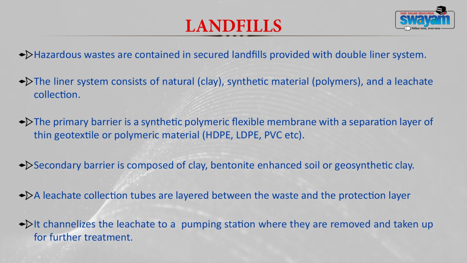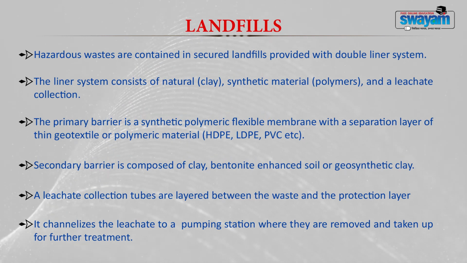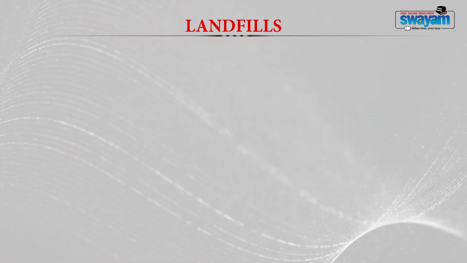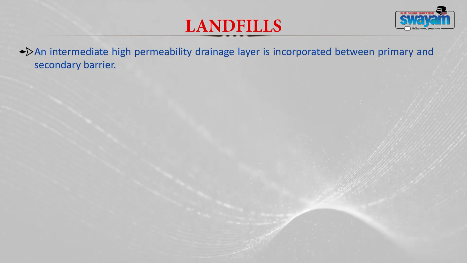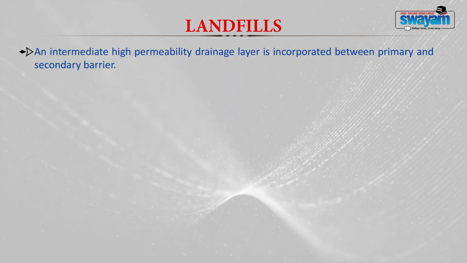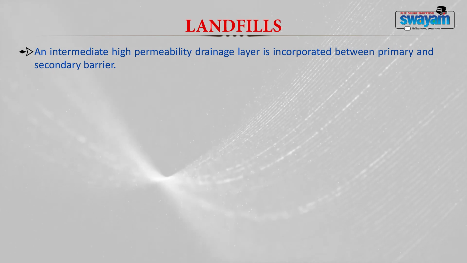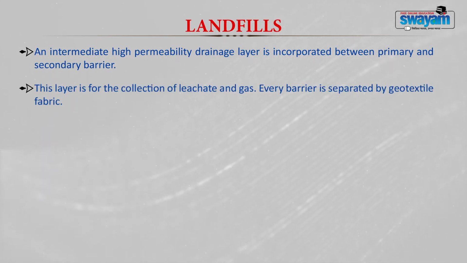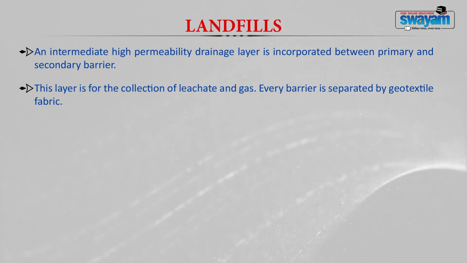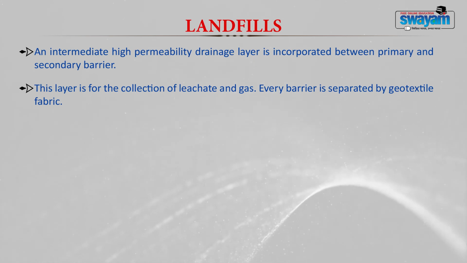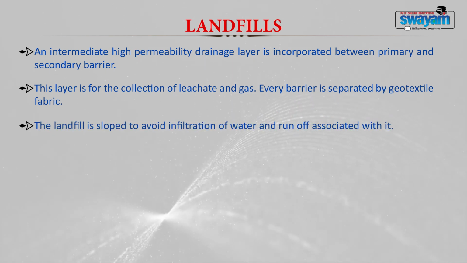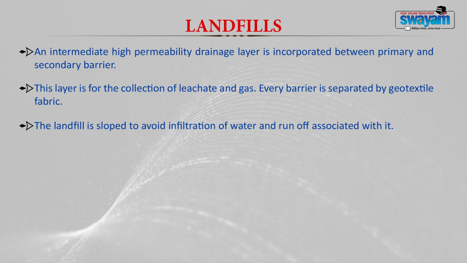Now, it will channelize the leachate to a pumping station where you can remove it and subject it to further treatment. An intermediate high permeability drainage layer is incorporated between a primary and secondary barrier of the double liner system. This layer is for the collection of leachate and gas. Now, every barrier is generally separated by a geotextile fabric. Now, the landfill is sloped to avoid infiltration of water and runoff which is associated with it.